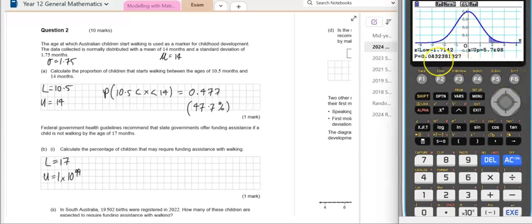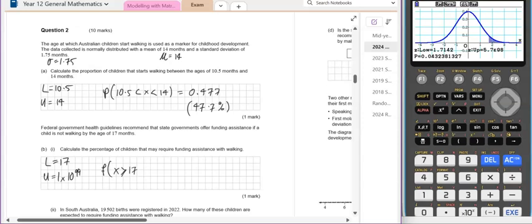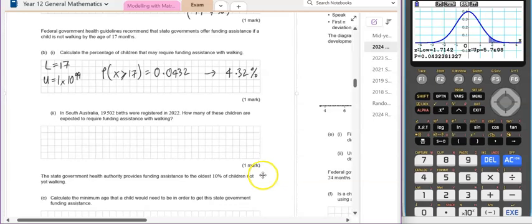And here, let's write the proportion down again. The proportion of children who start walking at greater than or equal to 17 months is 0.0432. That works out to approximately 4.32% of children that start walking at 17 months or later. And they're saying that 4.32% of children are expected or may require some funding assistance with walking. Okay. Next part of the question.